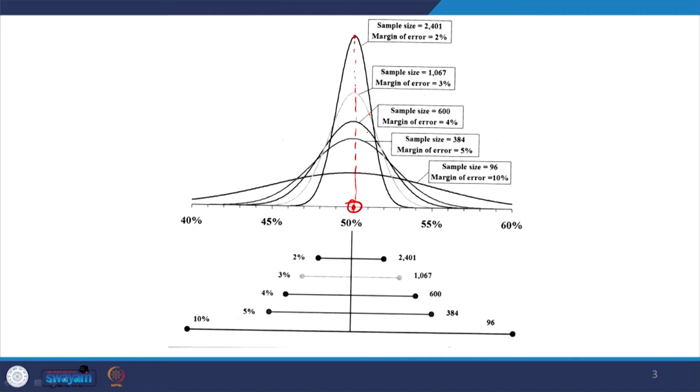Now, if the distribution is leptokurtic, where the altitude is much higher compared to the other, in case of platykurtic the distribution is like this, the extreme form of kurtosis. So, if it is leptokurtic, the deviation from the central mean is very less. Since the deviation from the central mean is very less, the errors are expected to be very less.